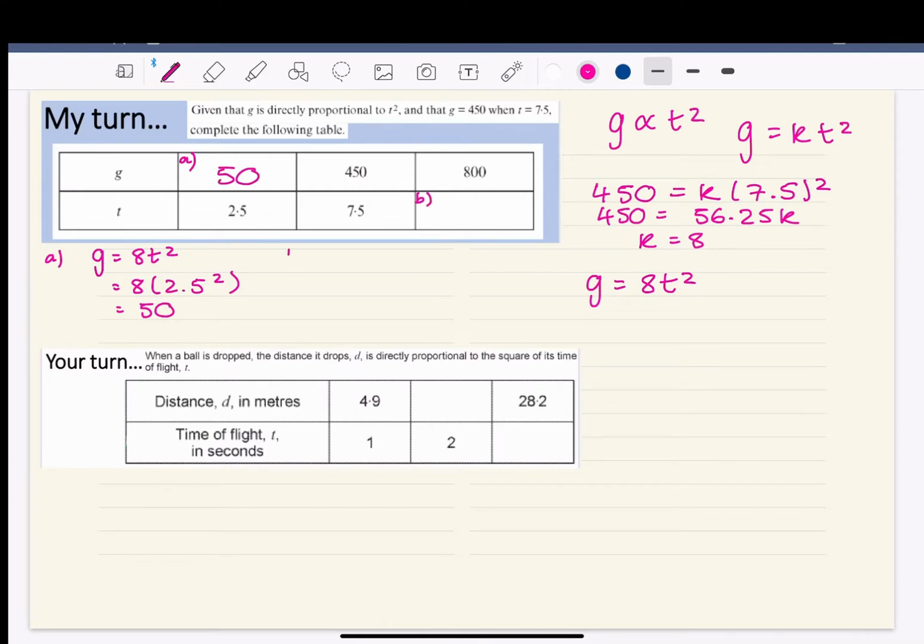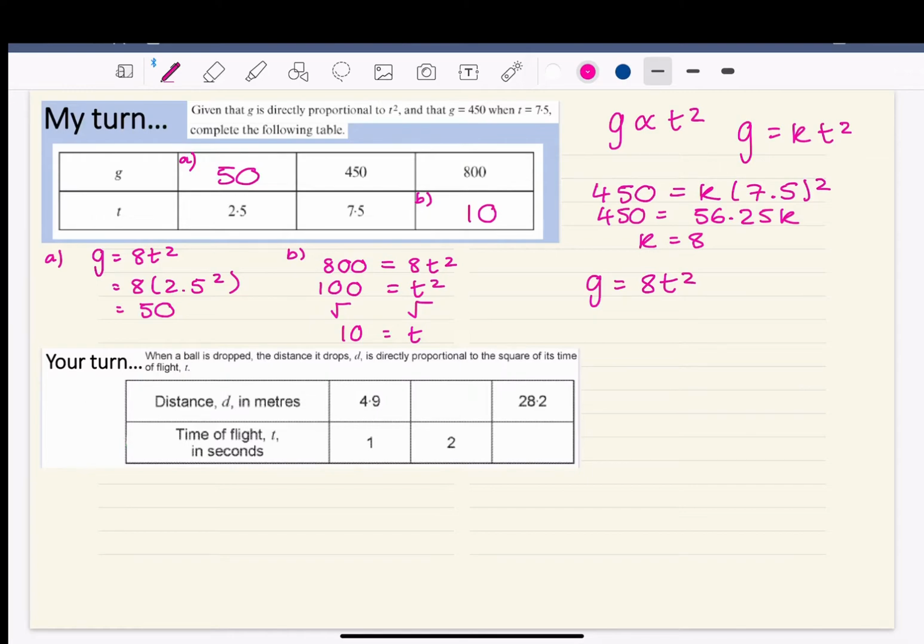Let's call this one b. I know my value of g this time. I'm going to go straight for plugging that in. 100 is equal to 8t squared. That means I'm going to get 100 when I divide through by 8 equals t squared. Now square root through. If you've got a squared and you need the value itself, you square root through. I'll get t is equal, the square root of 100 is 10. Pause the video here, take a look at what I've done, and have a go at the your turn question.